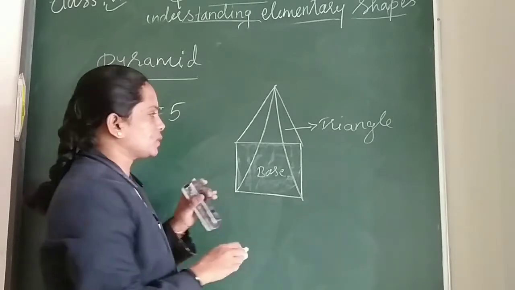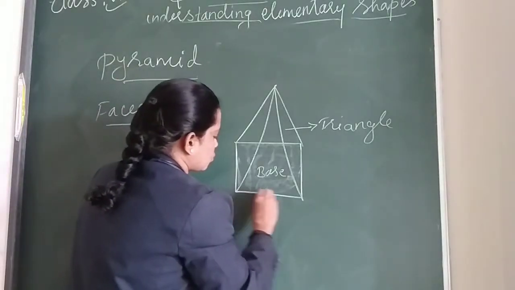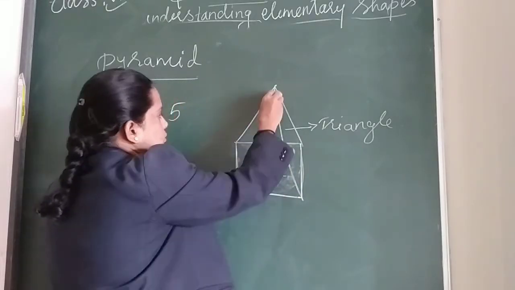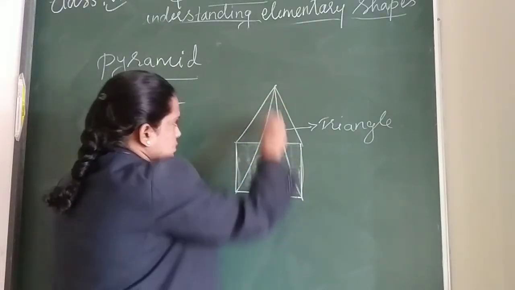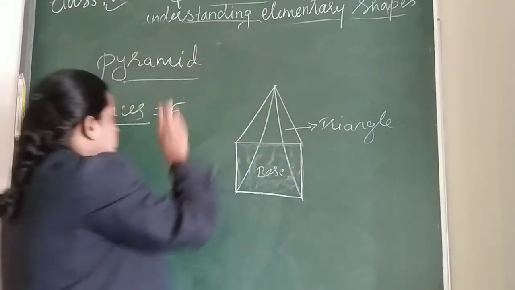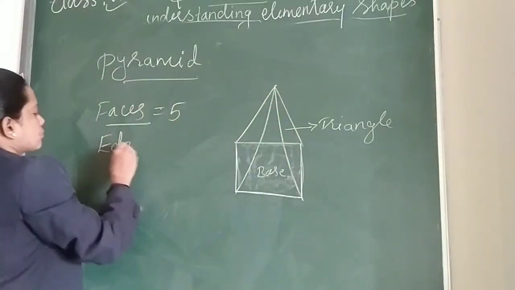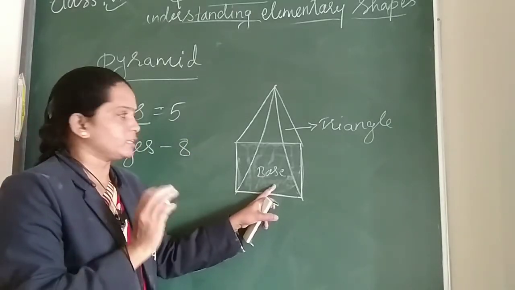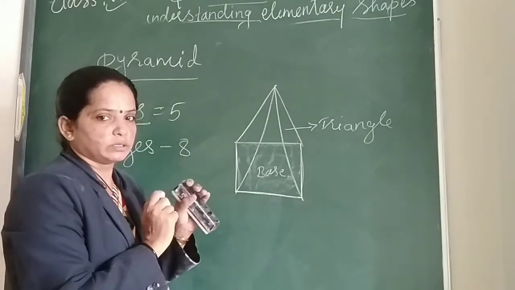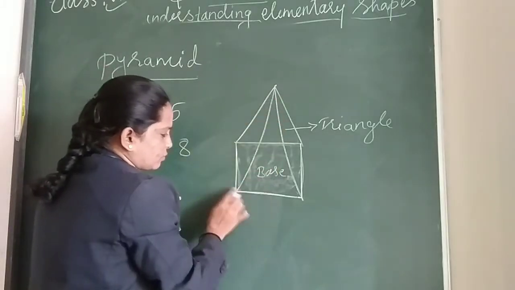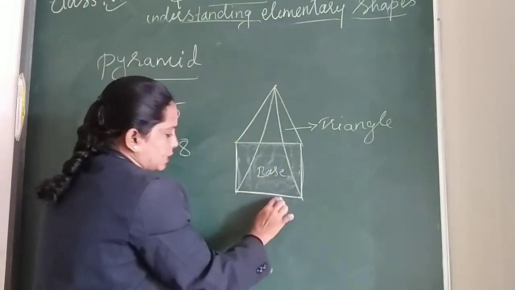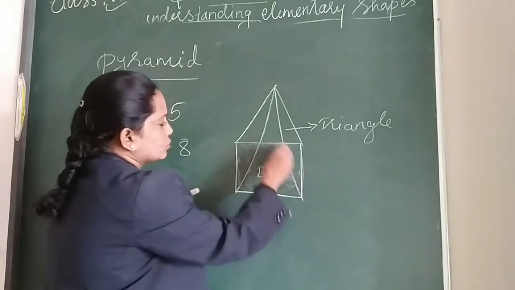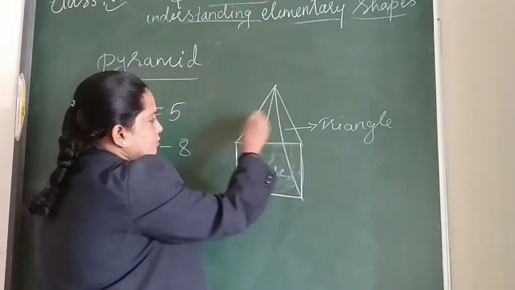So how many edges we are having here? So here 1, 2, 3, 4, 5, 6, 7, 8. So edges. How many edges we are having here? 8 edges we are having. Edges means where the two faces will meet. So here this is one face and this is the flat face. It is meeting at this edge. So it is edges. So 1, 2, 3, 4, 5, 6, 7, 8.